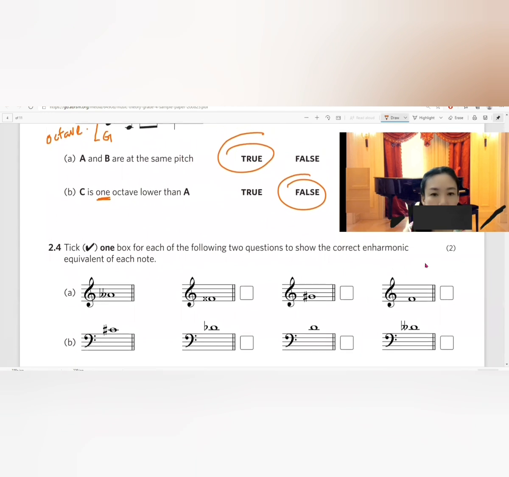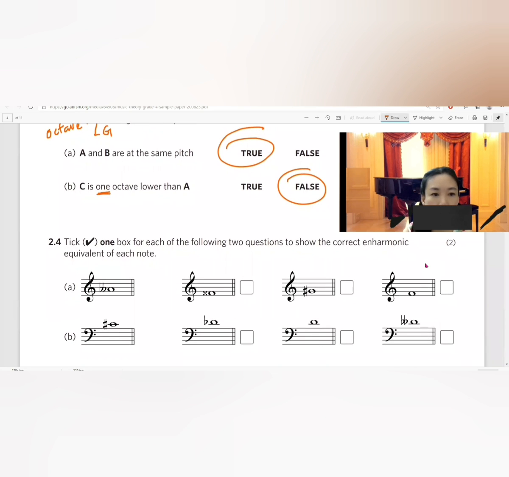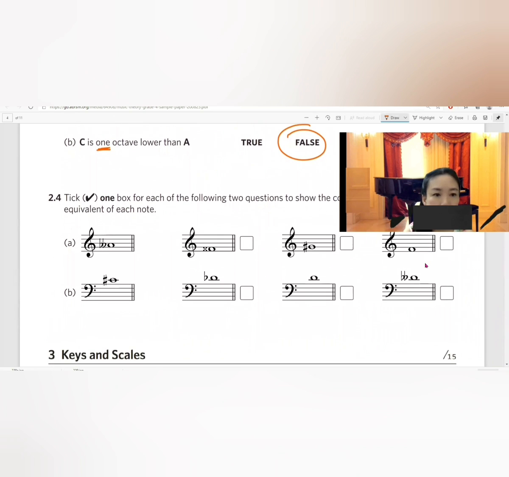Next one, tick one box for each of the following two questions to show the correct enharmonic equivalent of each note. The first one is A double flat. Okay, let's look at your keyboard. If A is here, A double flat, A flat two times: flat one time is here, flat one more time is here, is G. So you should look for an answer which is a G.